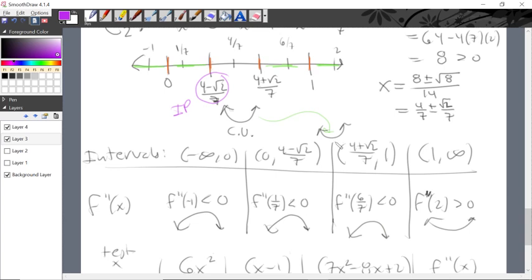Then we have behavior changing from concave up to concave down at this value, so that's also going to be an inflection point right there. And then we have concave down changing to concave up at 1, so this is going to be an inflection point as well.